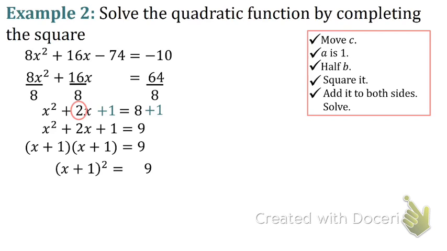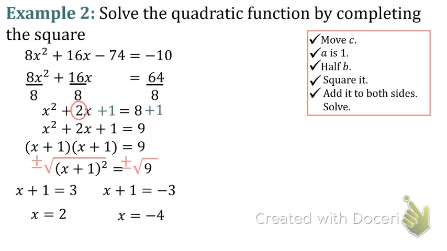The inverse of squared is square root, but because we are writing it on the paper, we must include plus or minus. And the plus or minus square root of 9 is positive 3 and negative 3. Subtracting 1 from both sides, I get x equals 2 and x equals negative 4. So now we have solved this quadratic function by completing the square.